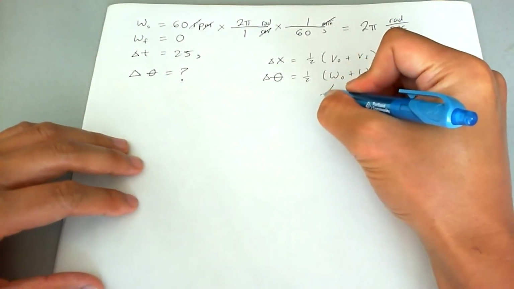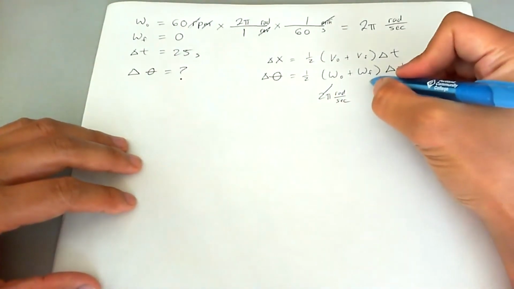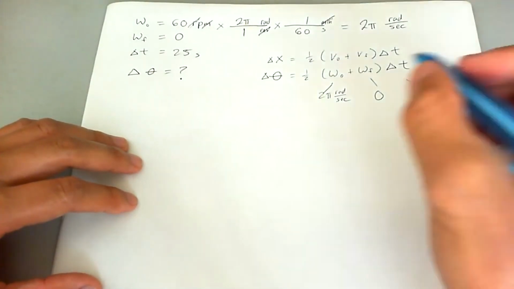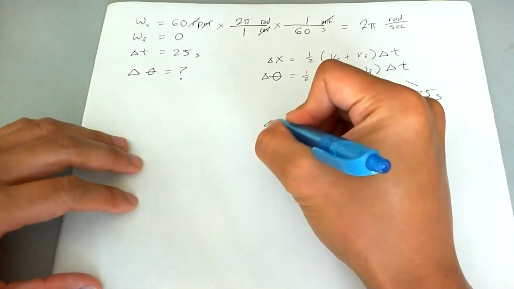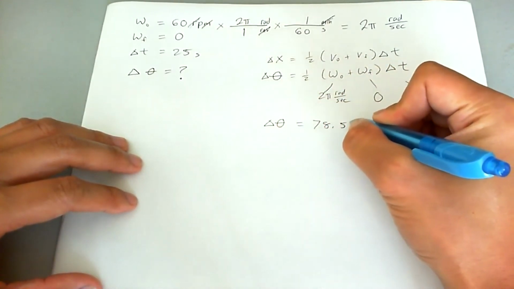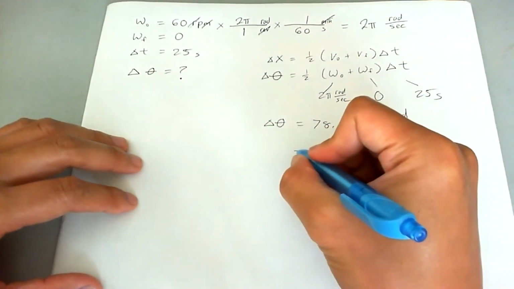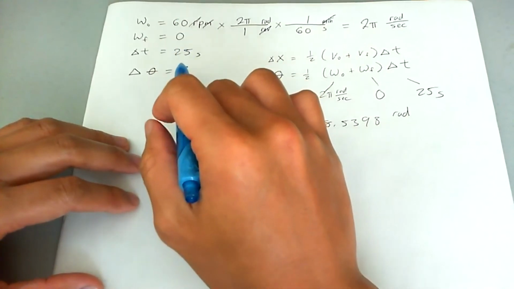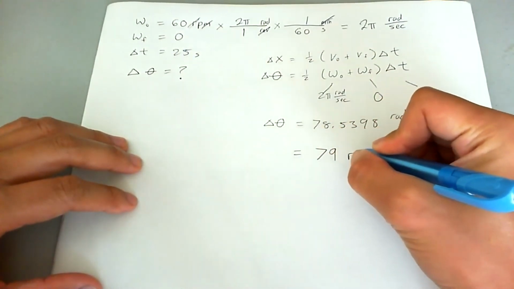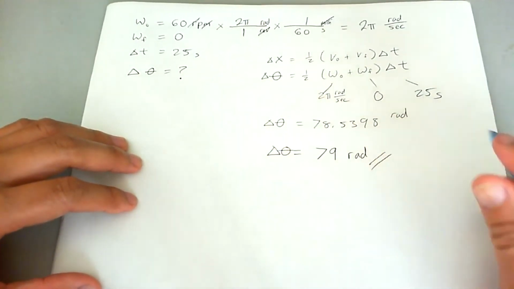Omega naught is, as we've just discovered, 2 pi radians per second. Omega final is 0, and delta t is 25 seconds. So plug it into your calculator. Delta theta would equal 78.5398 radians. And if you want to get into SI units, it looks like there's only 2 significant figures given. It will give you 79 radians. And that's how many radians it turns in the 25-second slowdown.